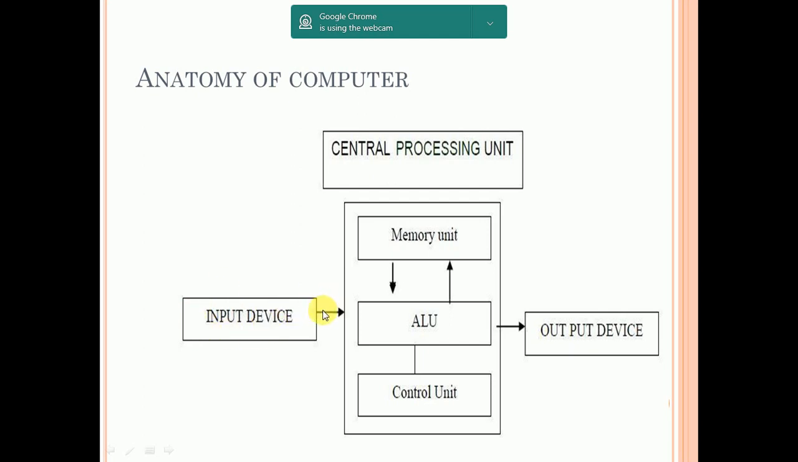After that, this data passes through the central processing unit, which constitutes these three blocks. First is the memory unit. Second is the arithmetic and logical unit. And third is the control unit. These three units process the data that is given by the input device. And this data goes to the output device in digital form.